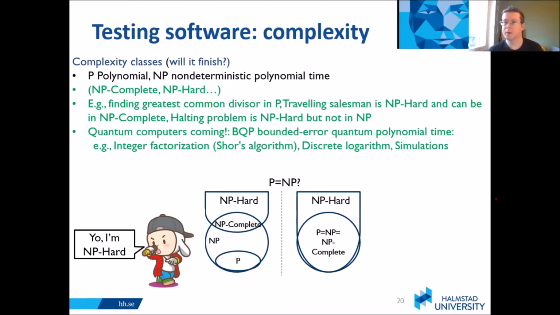Also, quantum computers are coming. This is really fascinating, great stuff. And we even have quantum complexity classes that deal with things like integer factorization, discrete logarithm, and simulations.